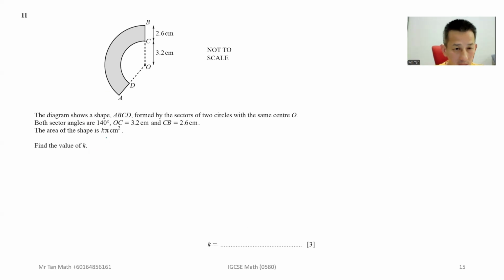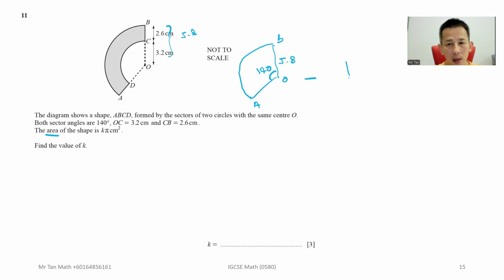So this is K. You just calculate in terms of pi. To calculate the area of the shaded region, you need to take the sector 140 degrees, B O A. The radius is 3.2 plus 2.6, which gives you 5.8.